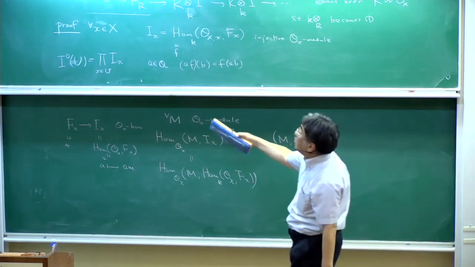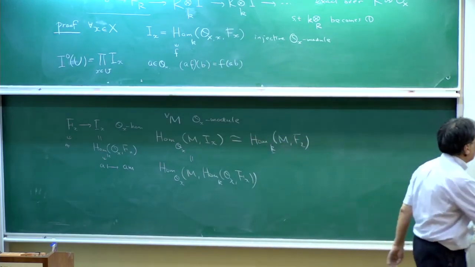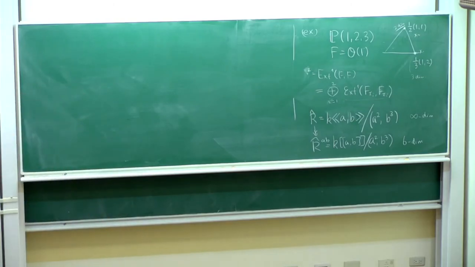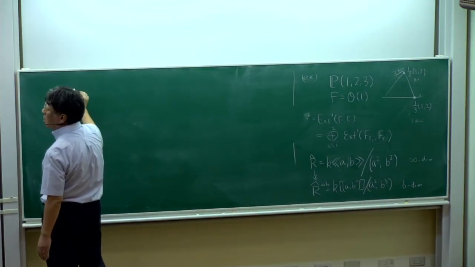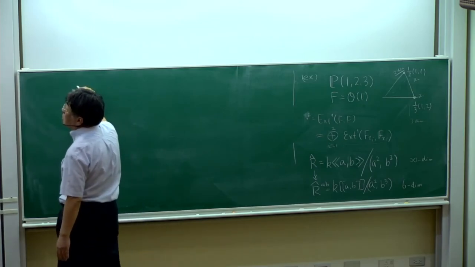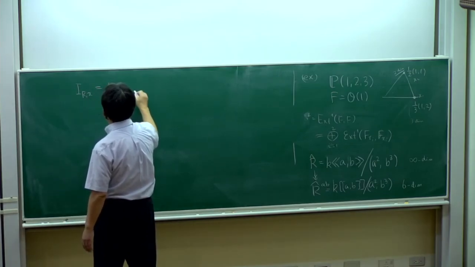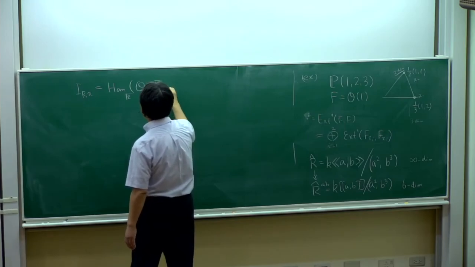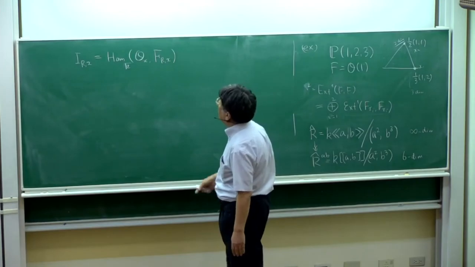So this is just the first step, and the second step is to just repeat for the cokernel. And then I want to show that it is... So I repeat the same thing for F_{R,x}. So I_{R,x} is equal to Hom_k(O_x, F_{R,x}).